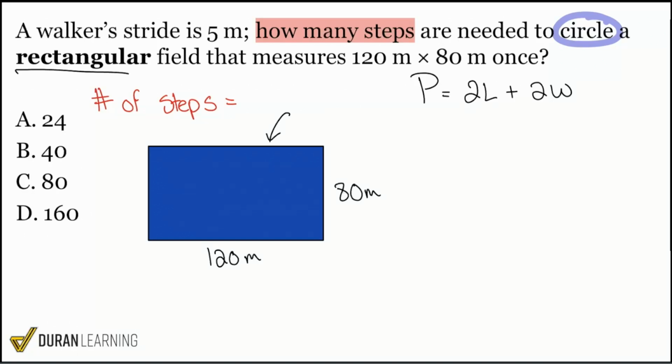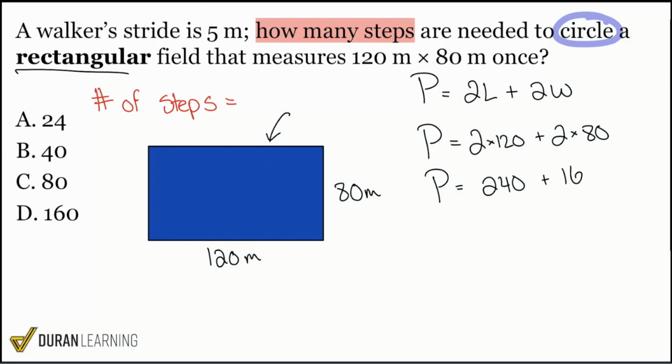So I'm going to show you how this is going to go. Nice and easy. Here we go. We have perimeter equals 2 times the length, which is 120, plus 2 times the width, which is 80. We find that perimeter, and that's going to be 240 plus 160. Everybody, 240 plus 160 gives us what? Correct. That's 400 meters. Excellent.